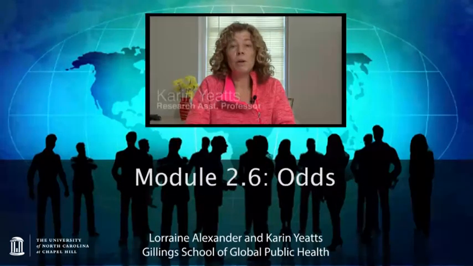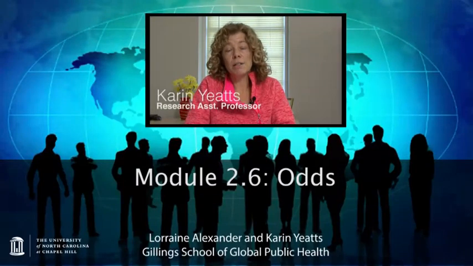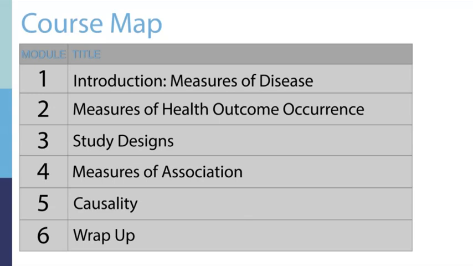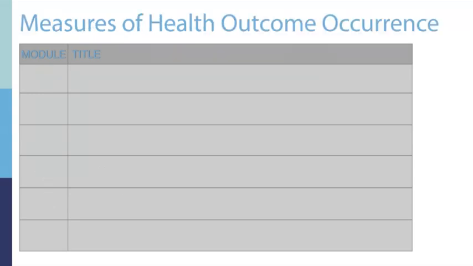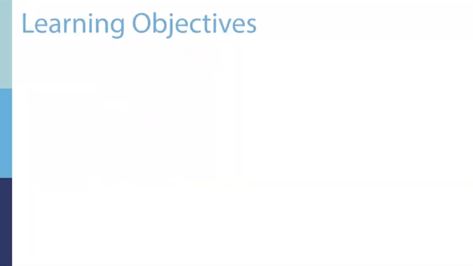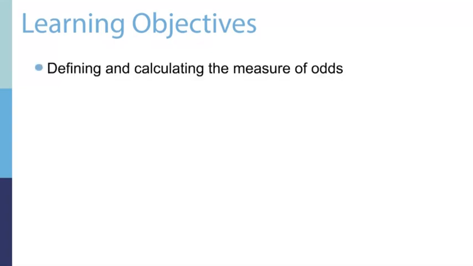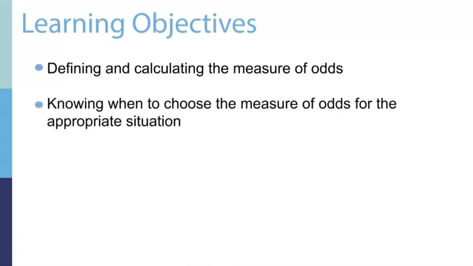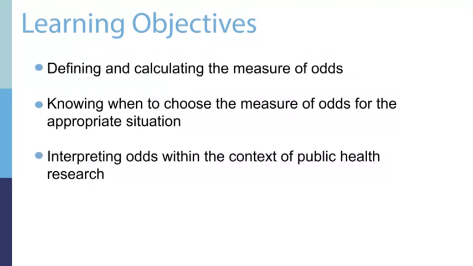In this segment, we are going to talk about the measure of health outcome, occurrence, or disease known as odds. In this segment, we will have the following learning objectives. They include both defining and calculating the measure of odds, knowing when to choose the measure of odds for the appropriate situation, and interpreting odds within the context of public health research.